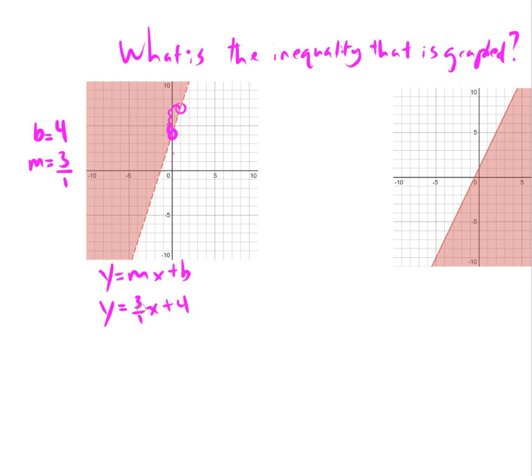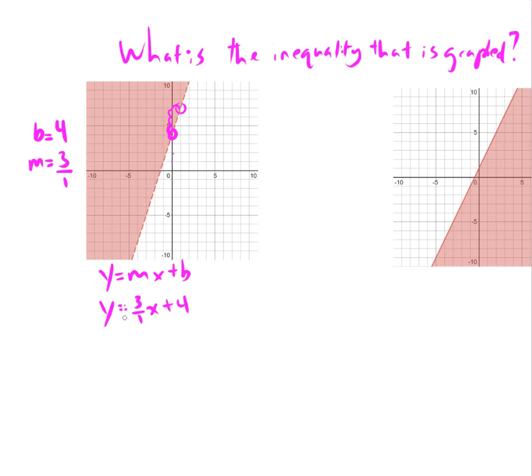Now that would be my equation if I just wanted the line. But you'll notice that there's this shading over here. That shading makes it not an equation. It makes it an inequality. Furthermore, this dotted line also makes it an inequality. So what this is saying is this.